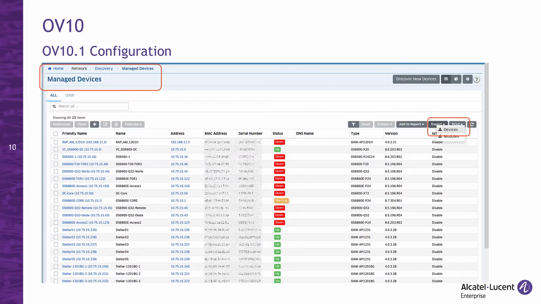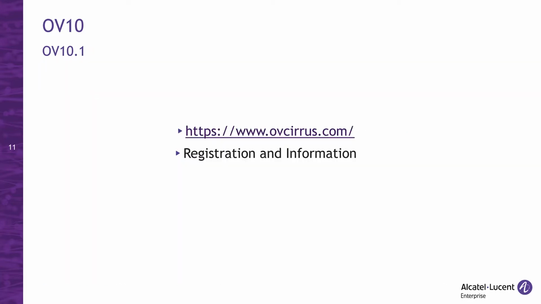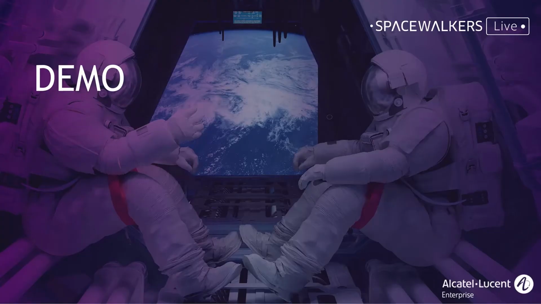This same CSV file, without any modification, can be uploaded to the OV10, and that's all. Your APs will be automatically populated into the database. And the best thing, it is live. So you can connect to this URL, www.ovcirrus.com, and you can register for free and start to taste OmniVista 10.1. And now let's go to the demo.